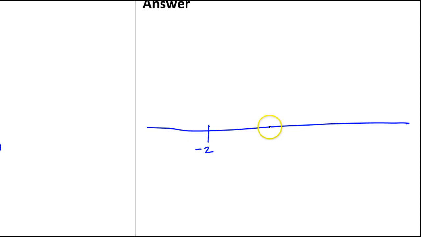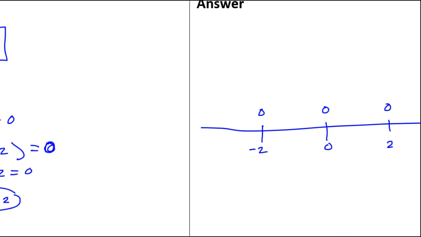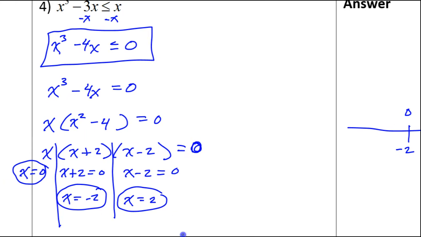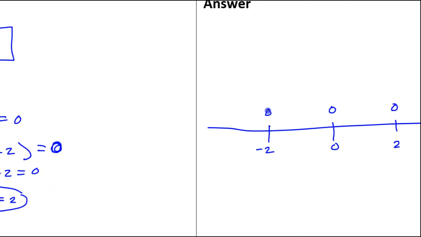So here we go. Here's my number line. So what did I say? Negative 2, 0, and positive 2. So these are my boundary points. Should these be open circles or closed circles? Well, the solutions can be less than or equal to 0, and these are the places where the function is equal to 0. These are solutions. Alright, equal to 0 is okay. So we will show that these are included by making these closed circles.